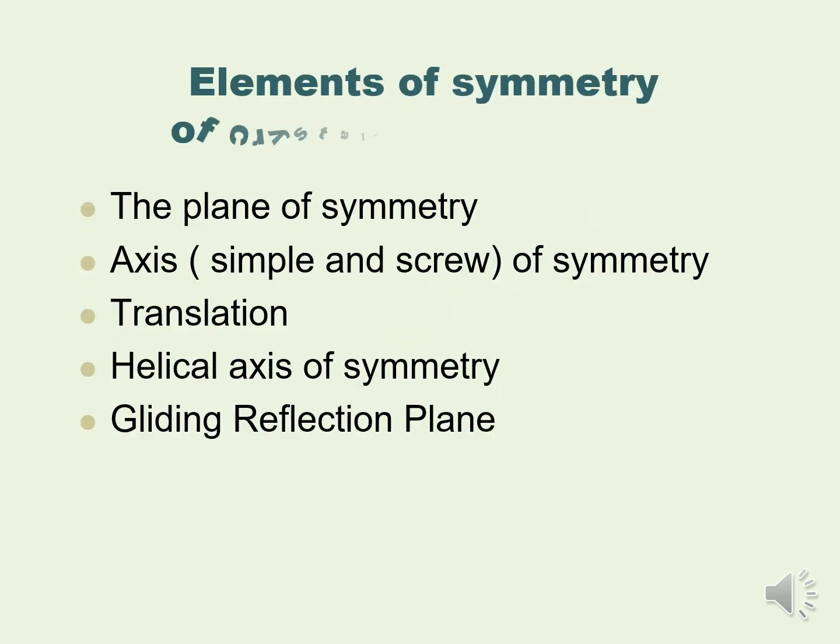Here you can see the elements of symmetry of crystalline structure. Some elements of symmetry for crystalline structure are the same as the elements of symmetry of crystal. These are the plane of symmetry, the simple axis, and the screw axis of symmetry, but not inversion, but screw. We will tell about that later. The new elements are translation, the helical axis of symmetry, and the gliding reflection plane.